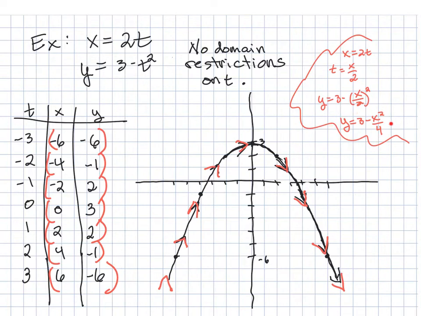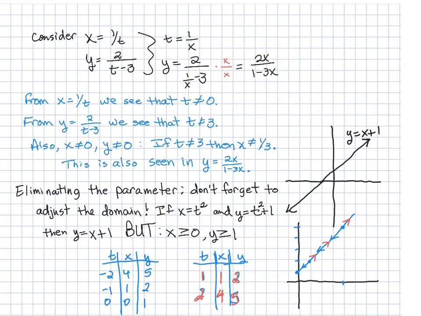Everybody will probably have different answers. And of course, the most obvious thing is to let x equal t and y equals 3 minus t squared over 4. Let's look at the second example.